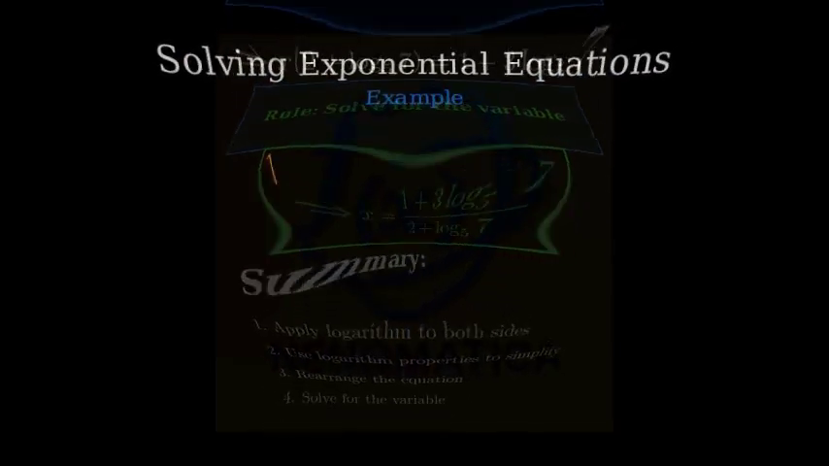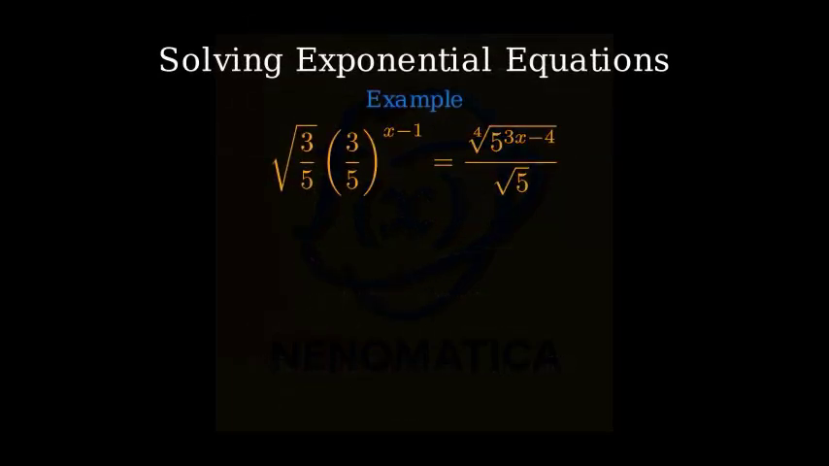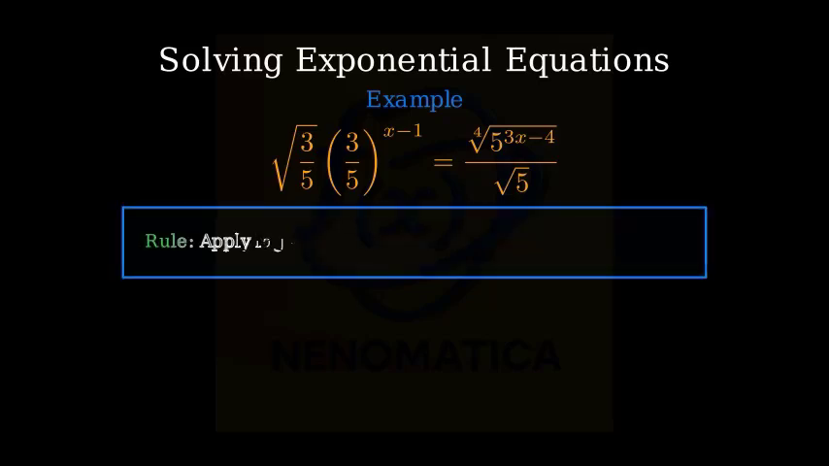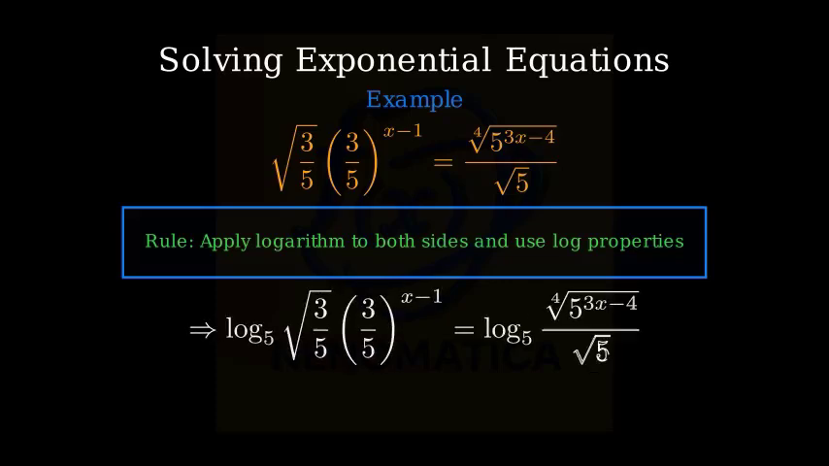We need to solve the following exponential equation. The square root of 3/5 multiplied by 3/5 raised to the power of x minus 1 equals the fourth root of 5 raised to the power of 3x minus 4 divided by the square root of 5. To solve this equation, we'll use logarithms. Specifically, we'll apply logarithm base 5 to both sides of the equation. The first step is to take the logarithm base 5 of both sides of the equation.